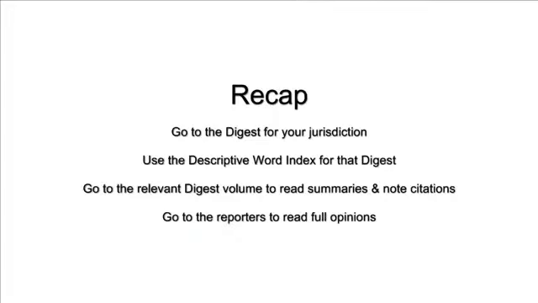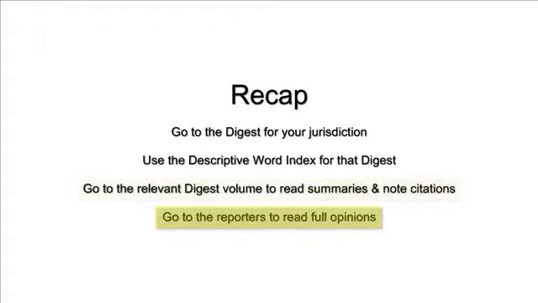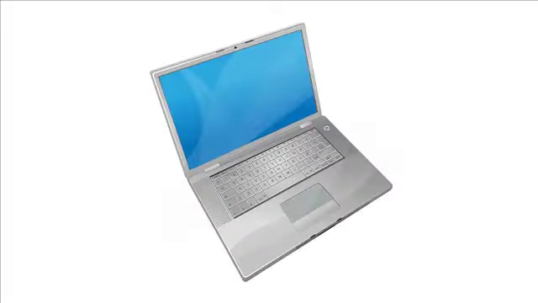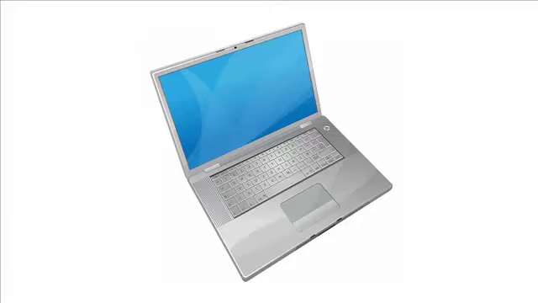So let's recap. First, go to the digest for your jurisdiction. Then, go to the descriptive word index to determine which main volume you'll need to find relevant case citations and summaries. Once you determine which cases are on point, you should read the full opinion in one of the case reporters. If you prefer, after you find case citations, you can always pop onto Westlaw or Lexis or another online database and read the cases.